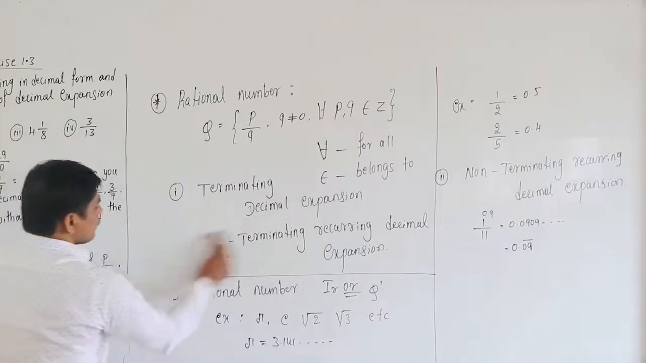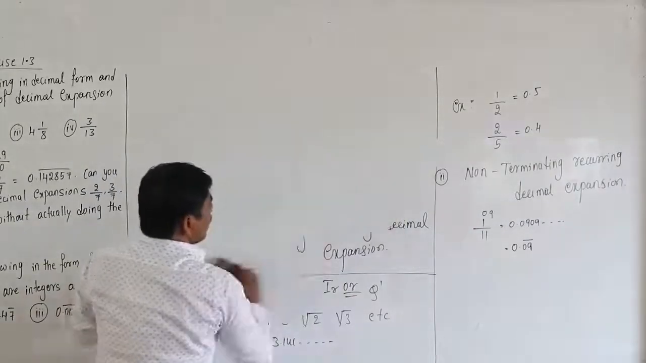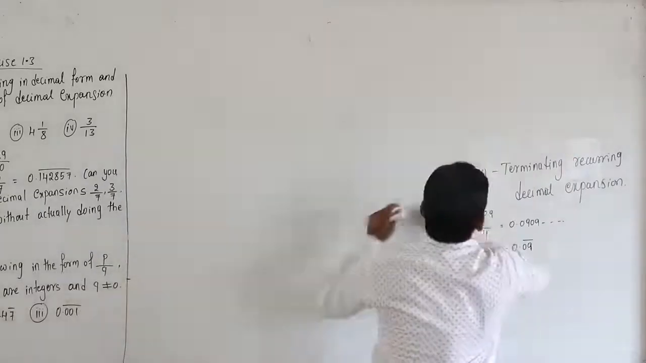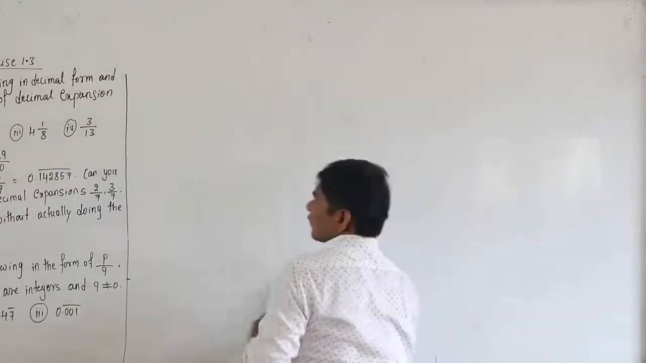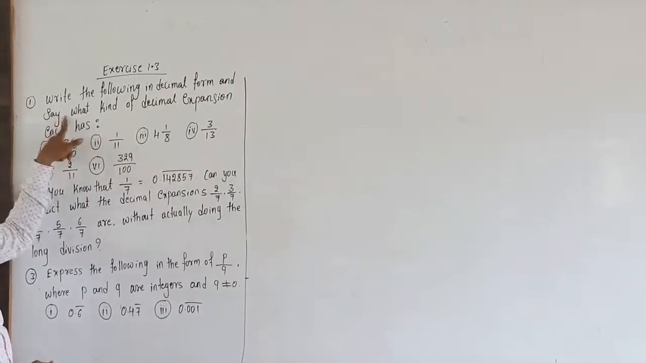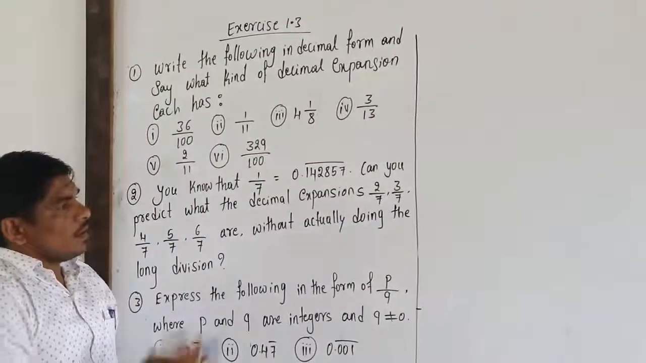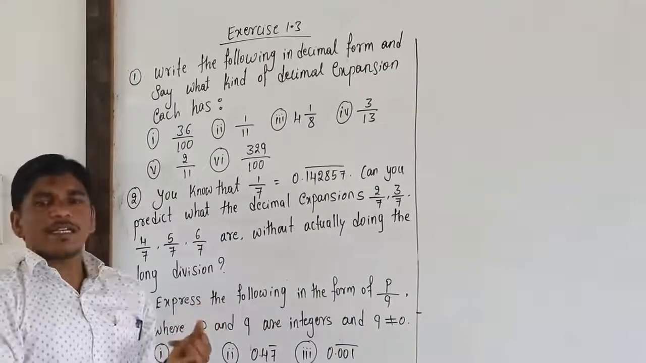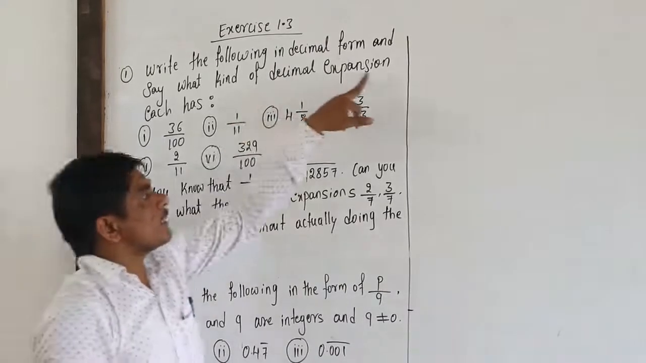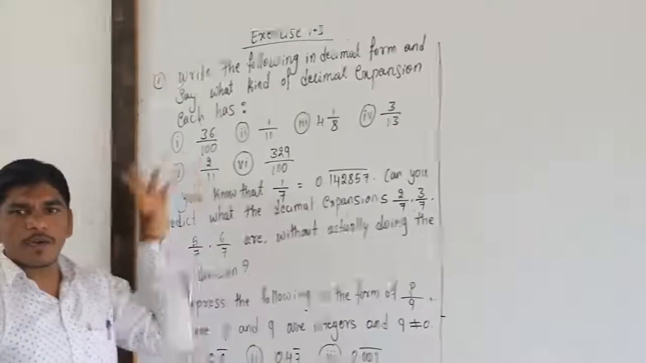Now, this concept we have studied. The next ones are some exercise problems based on these concepts. Now, the next exercise 1.3. Here, the first problem is: write the following in decimal form and say what kind of decimal expansion each has. It means we already discussed terminating, non-terminating recurring, and non-terminating non-recurring. These are the decimal expansion types. Now you have to identify it. The given questions are in the form of a rational.